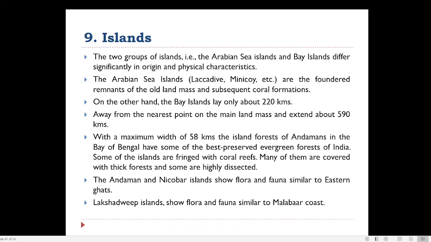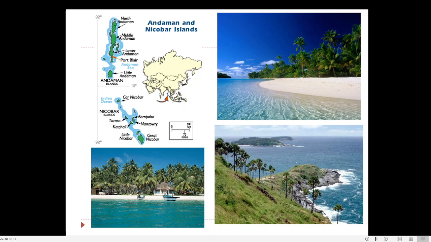So islands are there. Now there are 2 important types of islands. One is the Lakshadweep Islands, the other is the Andaman and Nicobar Islands. For example, in the case of the Andaman and Nicobar Islands, their maximum width is 58 kilometers, and the length is around 590 kilometers. Then we also have the Lakshadweep Islands. See, these are the maps. This is a map showing the important islands of the Andaman and Nicobar Islands.